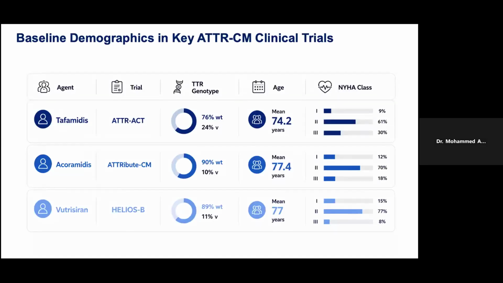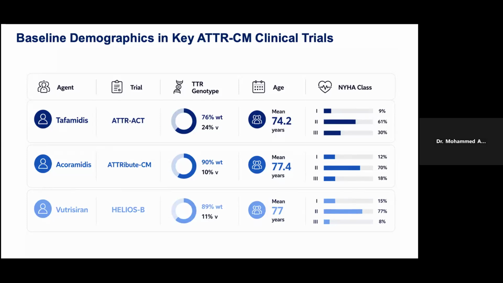Before we review the efficacy results, it's important to briefly look at the baseline characteristics of patients enrolled in these trials. Overall, the study populations were broadly comparable. The mean age ranged from approximately 74 to 77 years, reflecting the elderly population typically affected by ATTR cardiomyopathy. The majority of patients had wild-type ATTR, accounting for a range from 76% up to 90% of participants, while the variant or hereditary type ranged from 10% up to 24%.